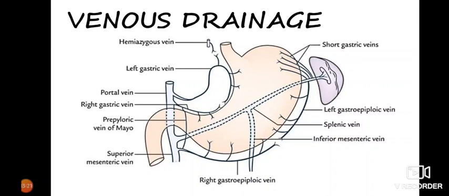Right and left gastric veins drain in the portal vein. The right gastroepiploic vein ends in the superior mesenteric vein, while the left gastroepiploic vein and the short gastric veins terminate in the splenic vein.